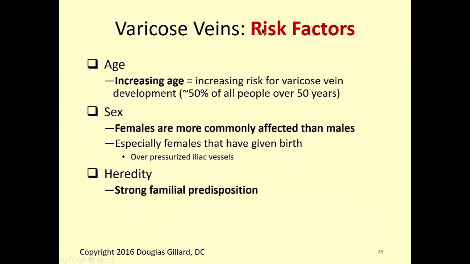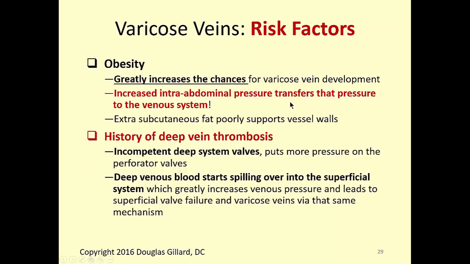Some risk factors for varicose veins. The older you get, we already saw an example of that, the more chances you have, maybe because the longer those veins have been exposed to gravity. Females are more typically affected than males. There's a very strong hereditary component to this. If your mom or dad has these, there's a decent chance you'll have them as well. Obesity is a factor, so it greatly increases the chances for varicosities. The increased intra-abdominal pressure will transfer that pressure to the venous system. It squishes down on the inferior vena cava, and it kind of backs up the system that way. Plus, the extra subcutaneous fat doesn't support the vessel walls in the lower extremities and can cause trouble there.